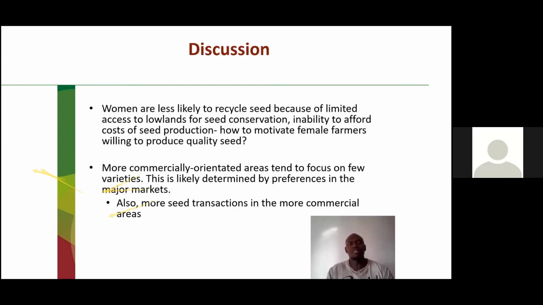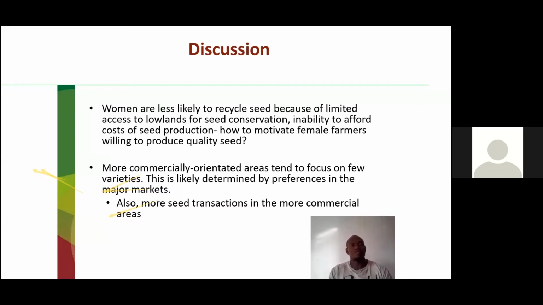Also, we've seen that women are less likely to recycle seed because of limited access to lowlands for seed conservation, and inability to afford the cost of seed production. We need to see how we can motivate the female farmers willing to produce quality seed so that they are able to go into seed production.